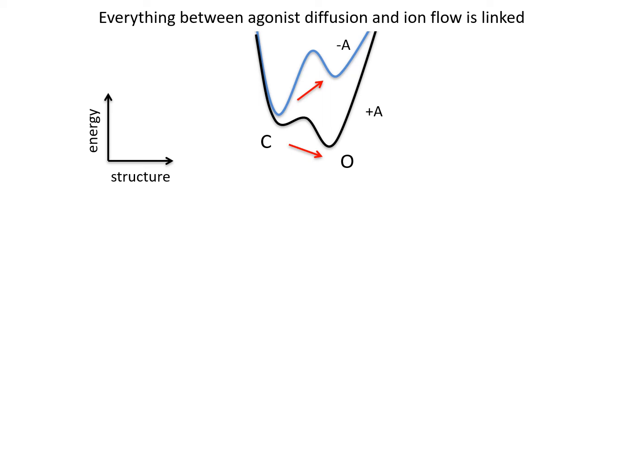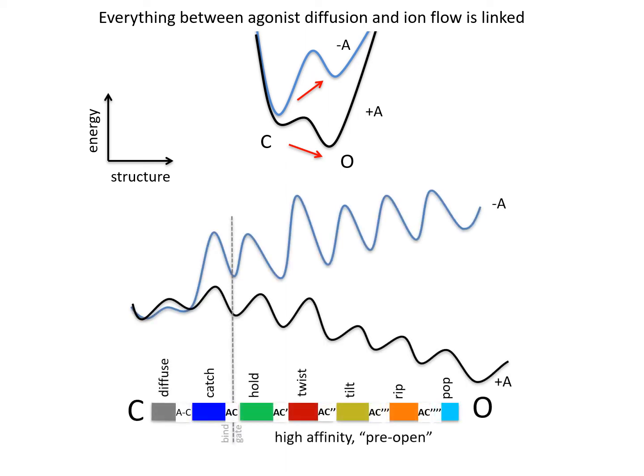These are potential energy surfaces. Now I'm going to show these surfaces, imaginary surfaces, for the whole gating conformational wave. The blue line is without agonist. There's an uphill catch reaction, and then another uphill hold reaction, and then all the other steps. These are sort of arbitrary amplitudes. We don't really have much information about what's going on inside of the conformational wave energetically.